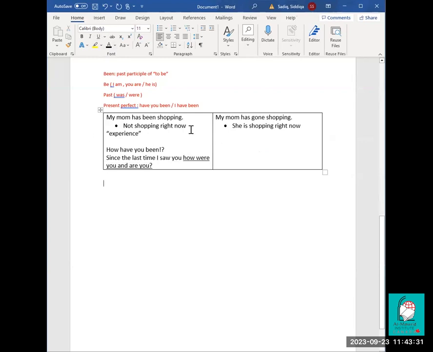So it's more like an experience. It's not about the location at the moment. It's not about when, it's just about what have you been doing? My mom has been shopping. The what is important, not the when and where.